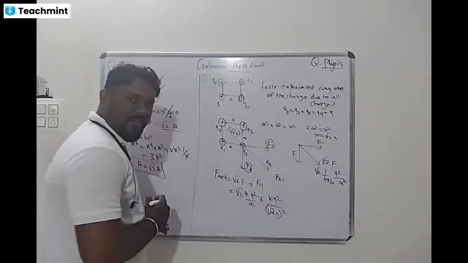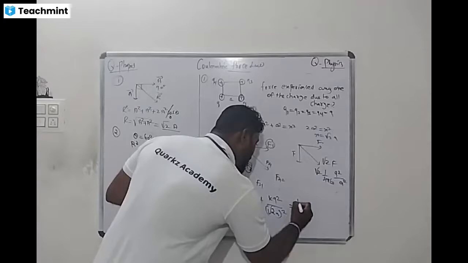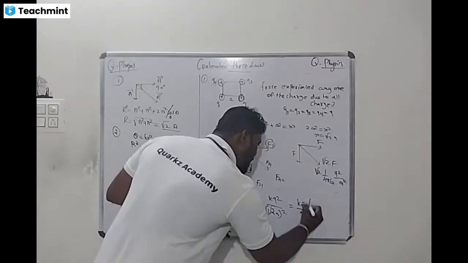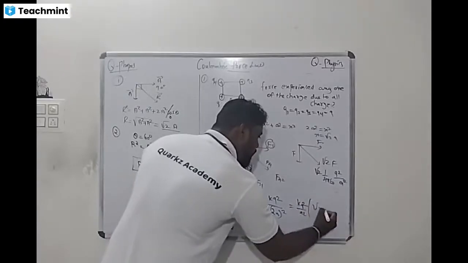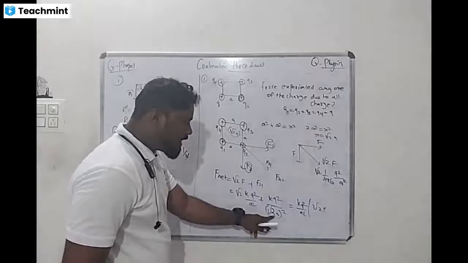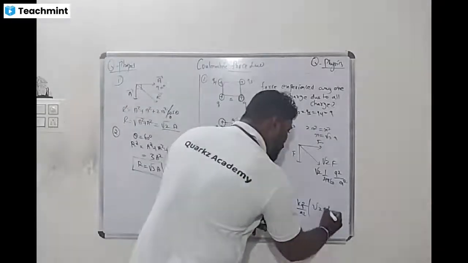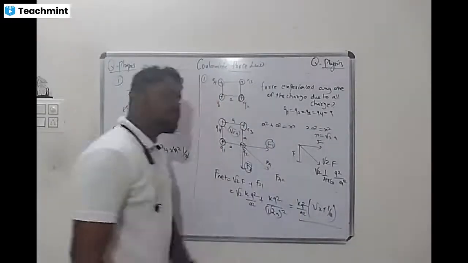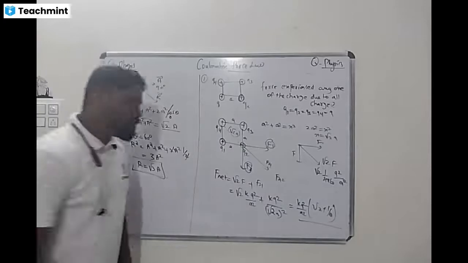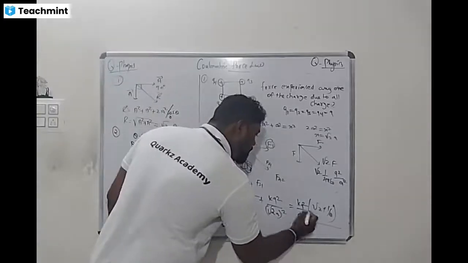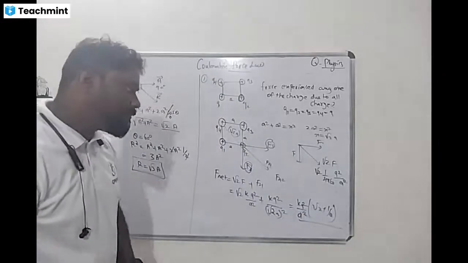Now what will you get? If I take the constants out, look what we get: K Q square divided by A square. Root 2 plus what is the value? Because if we square root 2, we get 2A square, that is 1 by 2. Yes or no? Is it clear? Yes, sir.